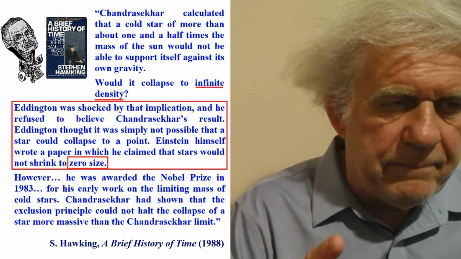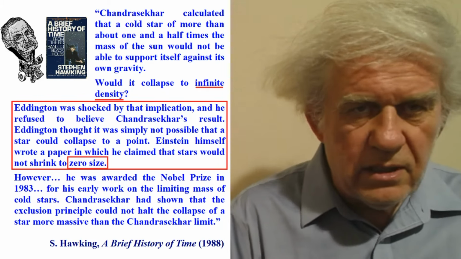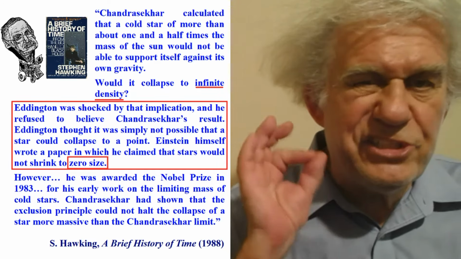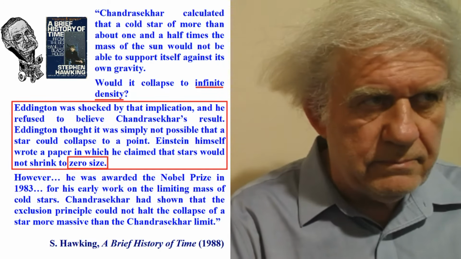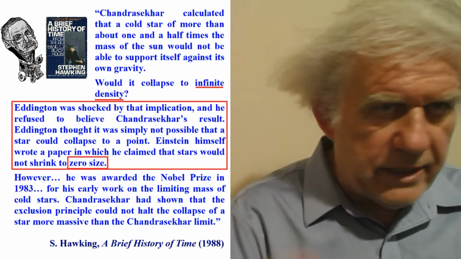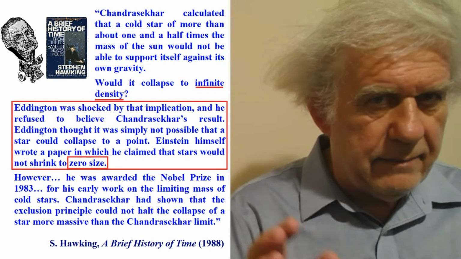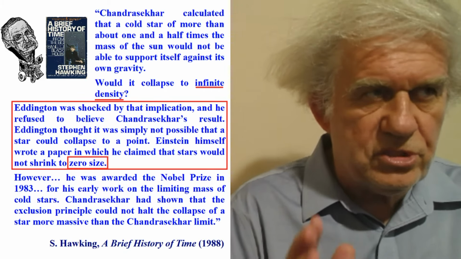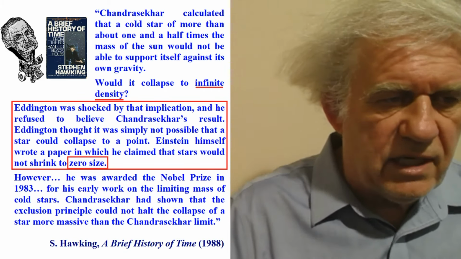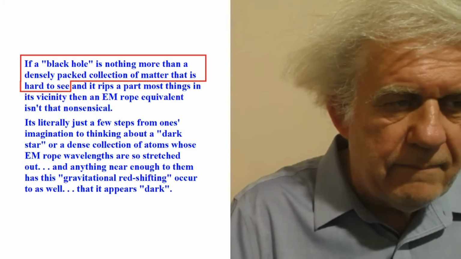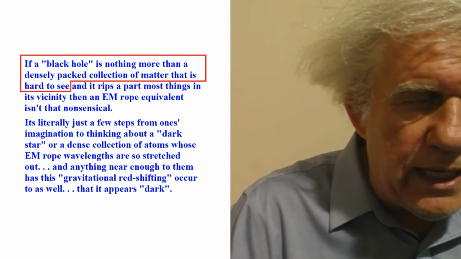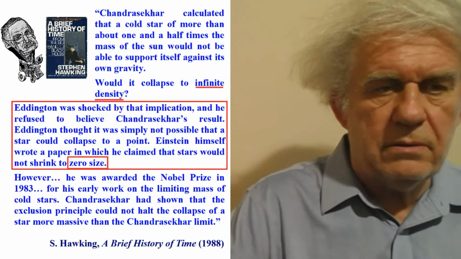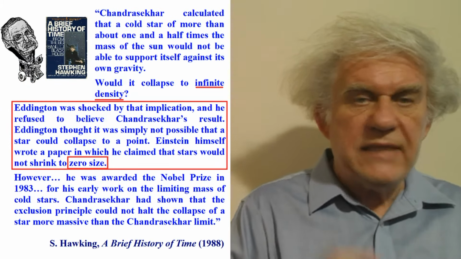Einstein himself wrote a paper in which he claimed that stars would not shrink to zero size. Let me repeat that because you probably didn't hear it. Zero size. We're talking about no volume, no shape, no radius, no diameter, no nothing. There's nothing there. Zero size. Do you understand what zero size means? So this thing that this fellow says, that it's small, this is the notion people have. It's nothing more than a densely packed collection of matter that is hard to see. They're thinking that a black hole singularity is tiny.